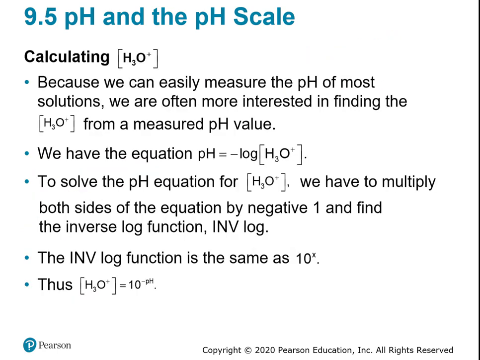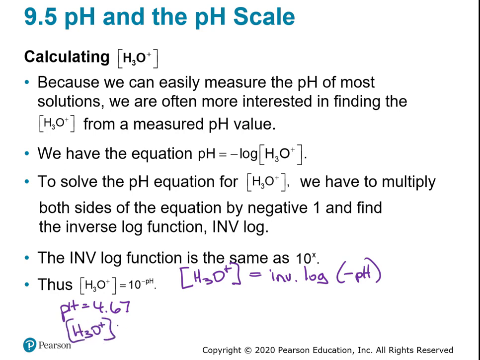Now, if we want to go the other direction, if we want to know the acid concentration from the pH, we can just reverse the process. So if we want the acid concentration, H3O plus is going to equal the inverse log of the negative pH. Say the pH is 4.67, then you want to find out what the acid concentration is.